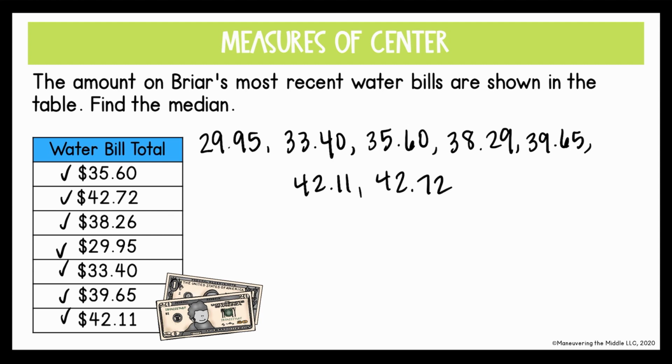We want to find the middle, and the best way to find the middle is just to mark them off. We cross off the lowest and then the highest, the lowest and then the highest, the lowest and then the highest. What's left, in this case, is one number, and we call that our median. So we can see that the median water bill is $38.29.